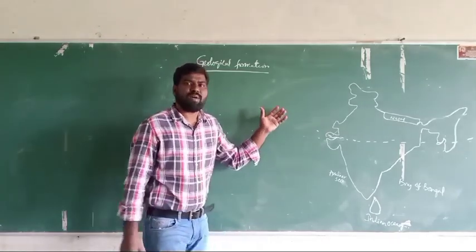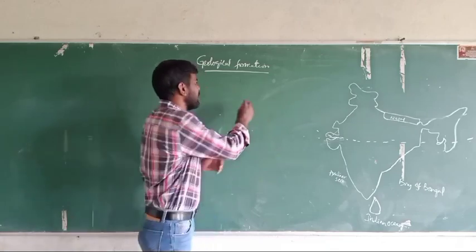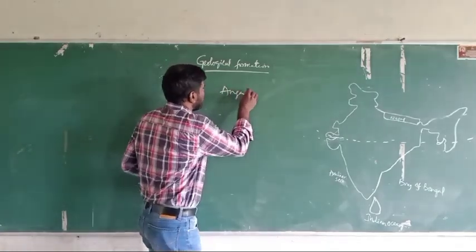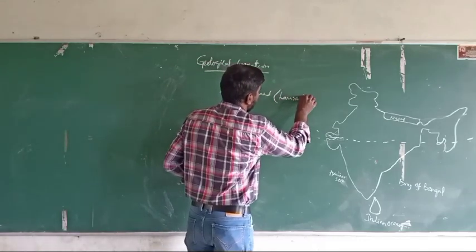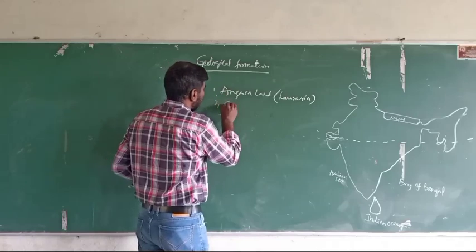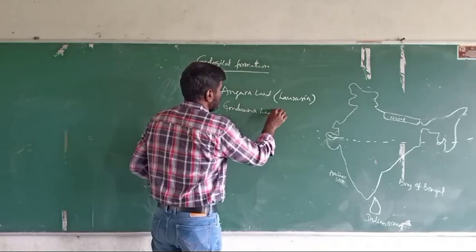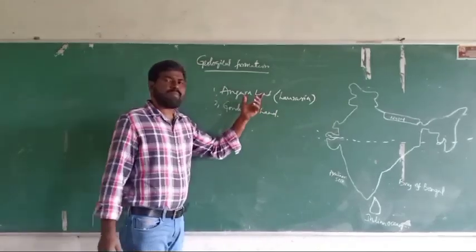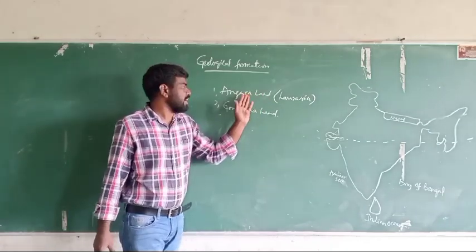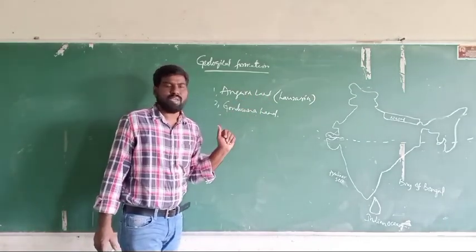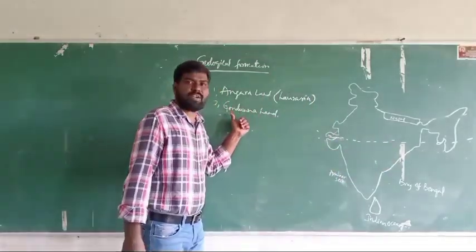All the world landforms originated from two great land masses. They are Angara land, that is Laurasia, and Gondwana land. World land masses originated from these two land masses, Angara land and Gondwana land. Our peninsular India is a part of this Gondwana land only.